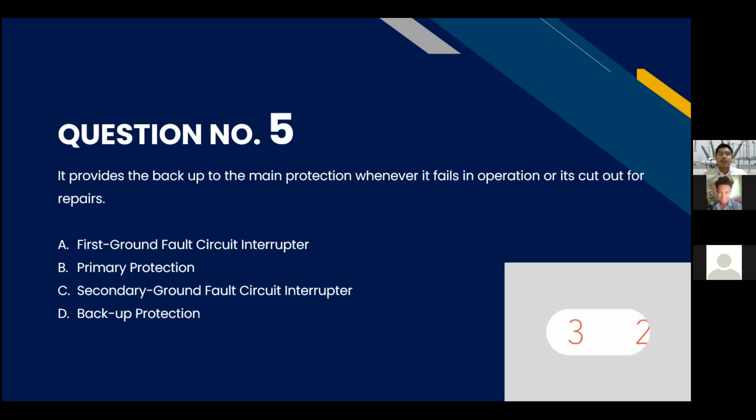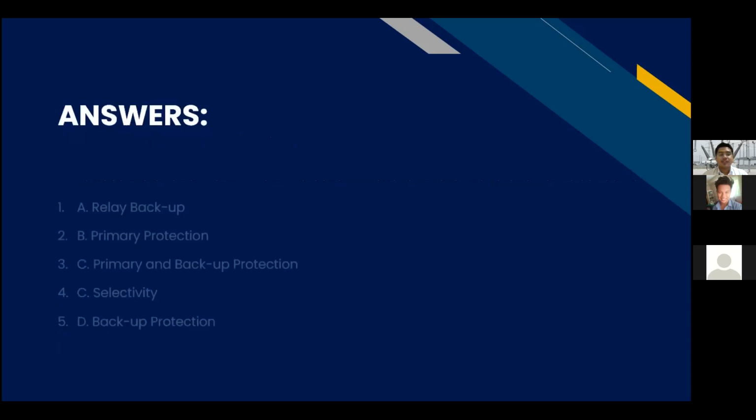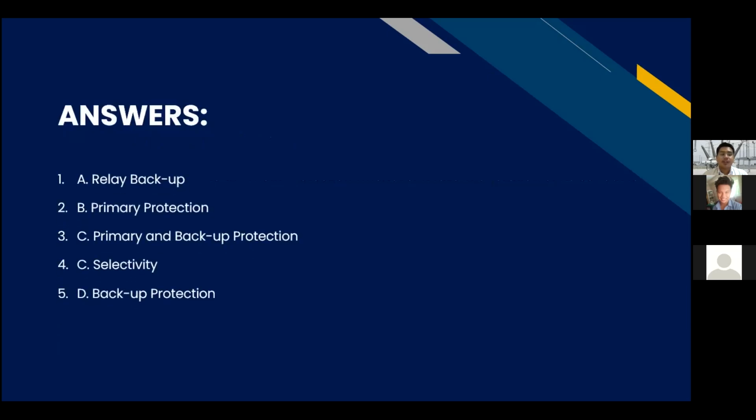5, 4, 3, 2, 1, time's up. And for the answers, for number 1, it is A, relay backup. For number 2, it was B, primary protection. For question number 3, it was C, primary and backup protection. For number 4, it was C, selectivity. And for the last question, number 5, it was D, backup protection.